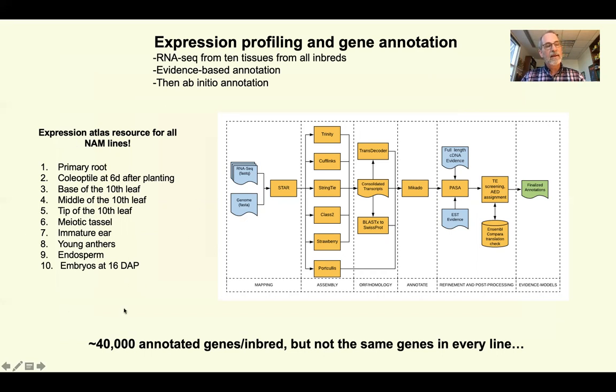We used that data as inputs for what's called evidence-based annotation, where you do reference-guided transcript assembly.